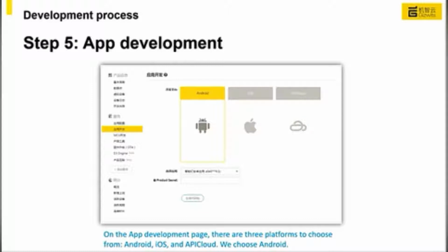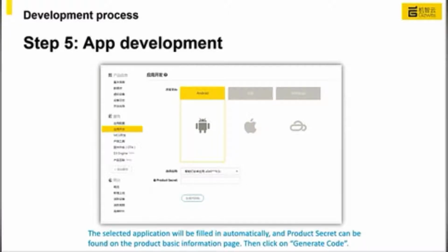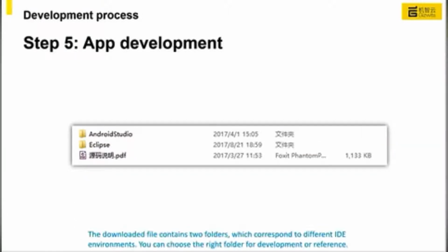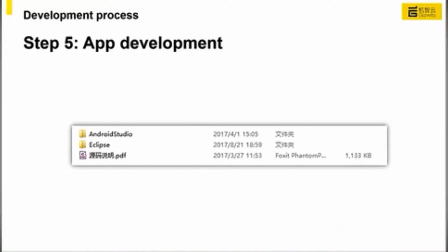On the App Development page, there are three platforms to choose from: Android, iOS, and API Cloud. We choose Android. The selected application will be filled in automatically, and the product secret can be found on the Product Basic Information page. Then click on Generate Code. After the app code is generated, click the Download button. The downloaded file contains two folders, which correspond to different IDE environments. You can choose the right folder for development or reference.